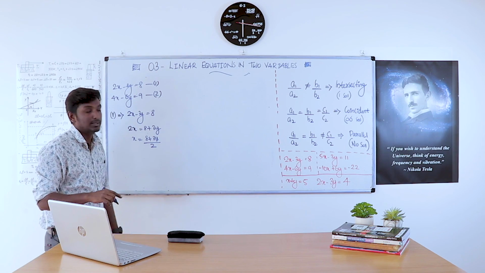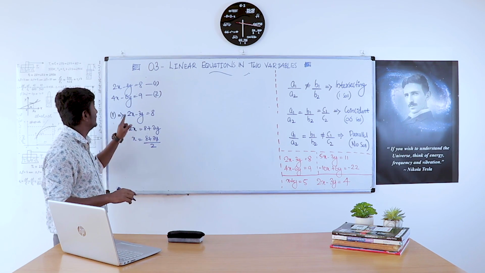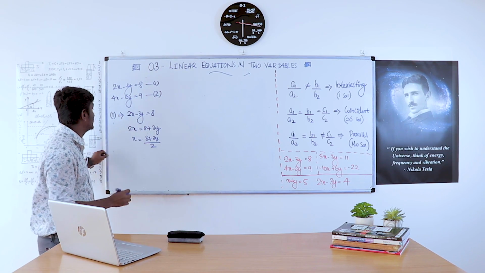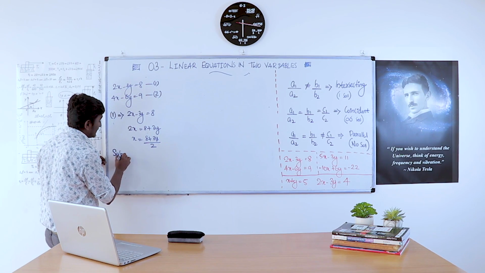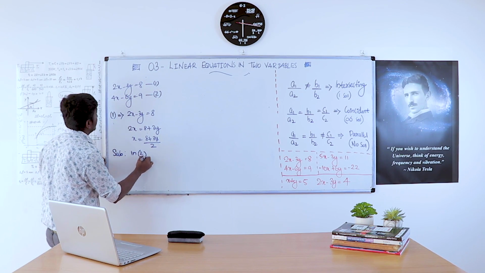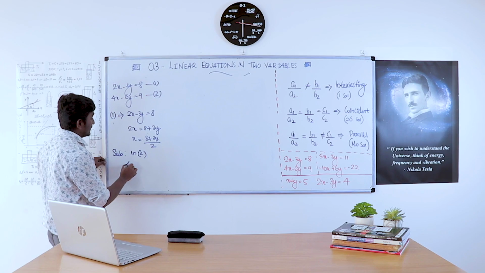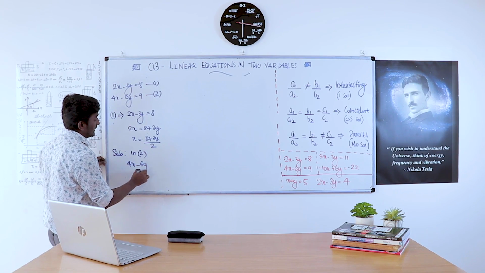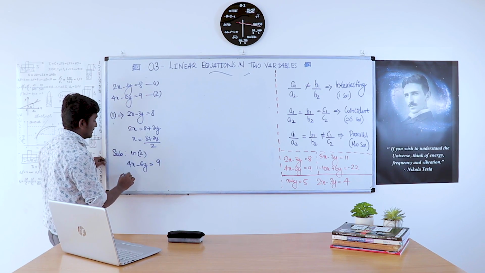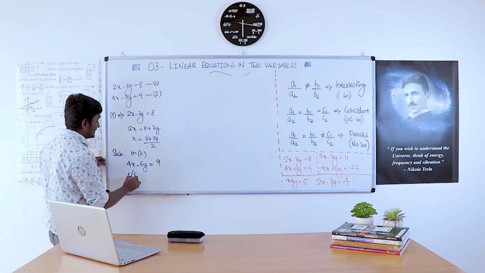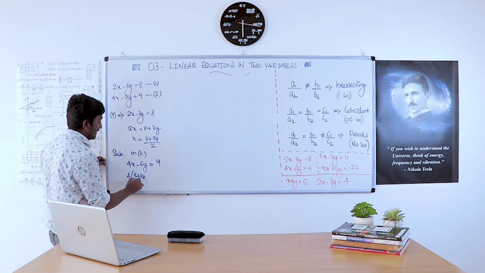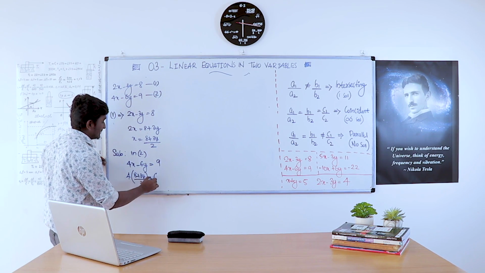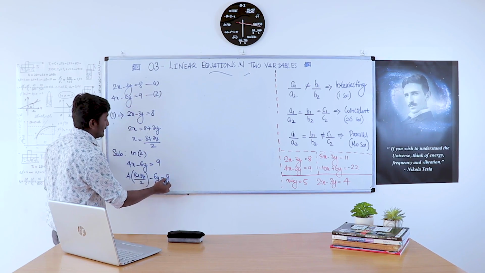Then what is the third step? Substituting this value in the next equation. So need to substitute in second equation. What is second equation? 4x minus 6y equal to 9. Substitute 4 into, in place of x, 8 plus 3y by 2, minus 6y is equal to 9.